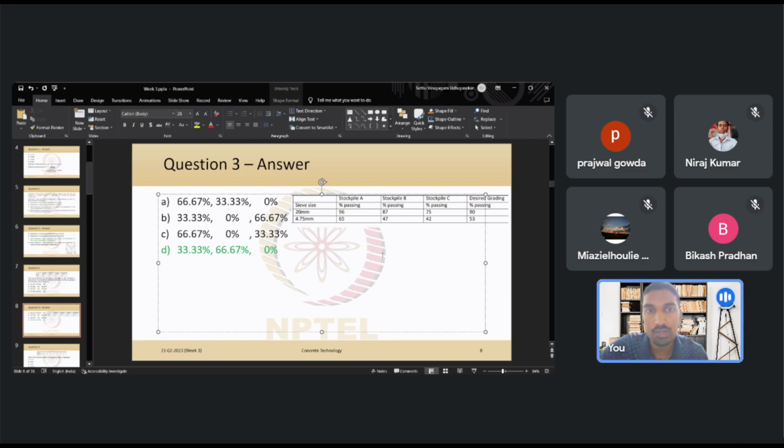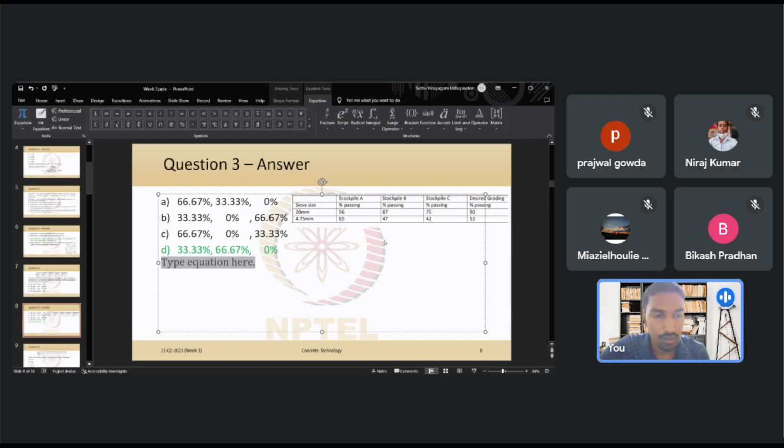So let us just assume the proportions in which we are going to blend are A, B, and C. Proportion A from stockpile A, proportion B from stockpile B, and proportion C from stockpile C. Okay, so in that case, if we take A amount, then 96% will pass from stockpile A, right?